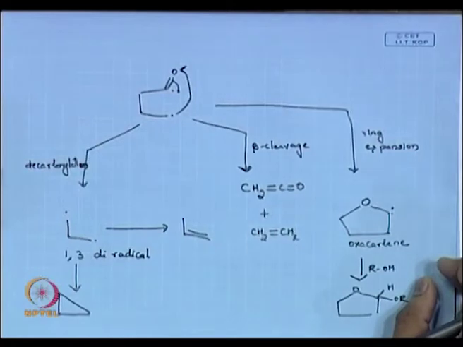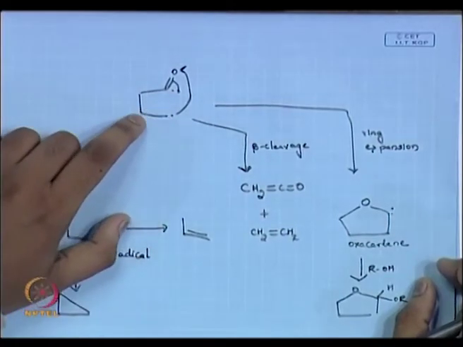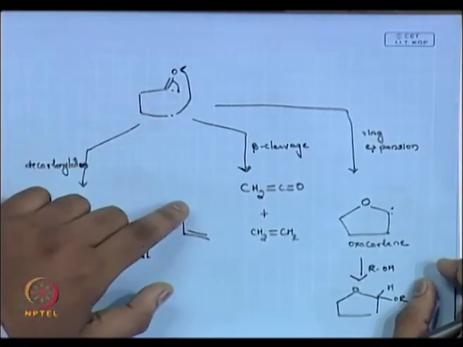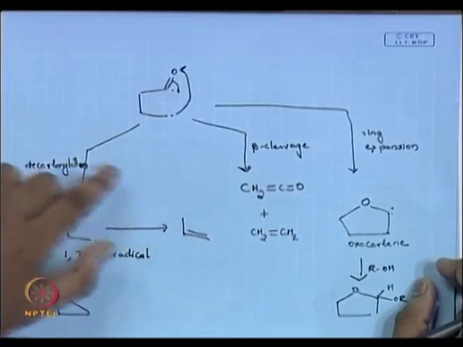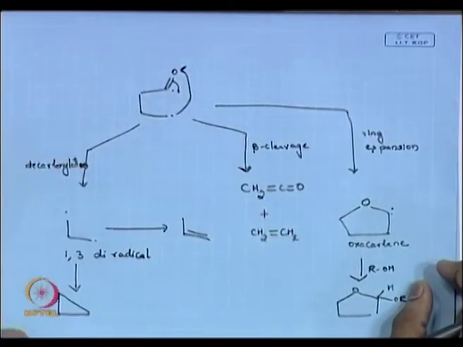Beta gamma unsaturated carbonyl by abstracting the hydrogen. By abstracting which hydrogen? The beta hydrogen. Oh, you want to do that intramolecular hydrogen abstraction. Yeah, that can also happen, but these are the three dominant products you can see. That might be the minor products. Okay.